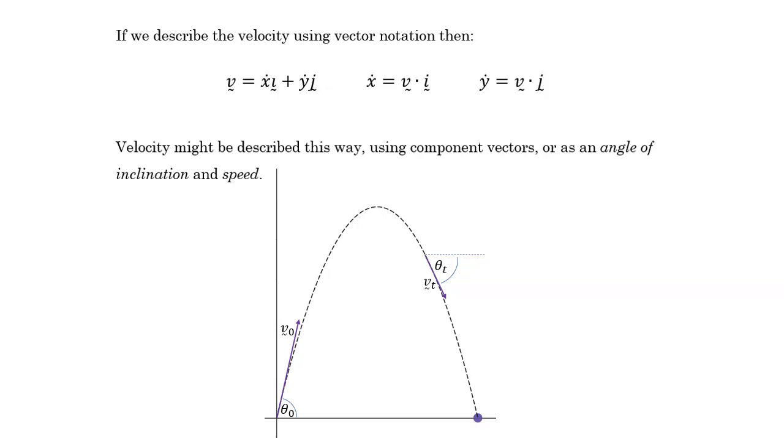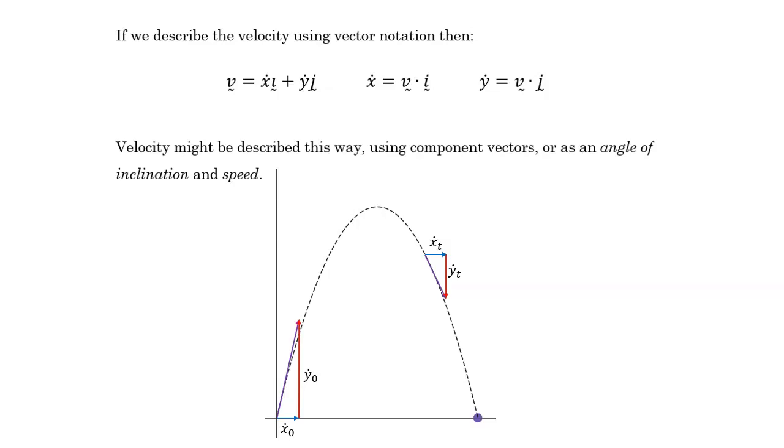So we can see here there's two vectors I've drawn onto the path of our particle: our initial velocity with our initial angle of inclination, and some velocity at a time t with a different angle of inclination and a different magnitude of that vector as well. You can see that vector is somewhat shorter than the original one because the particle is moving slower at that point in time.